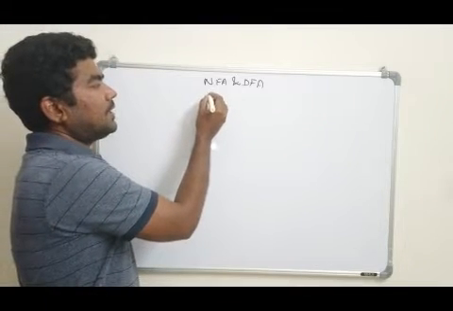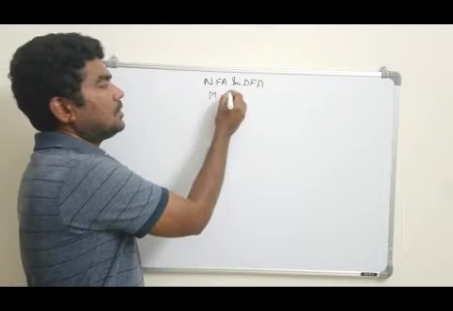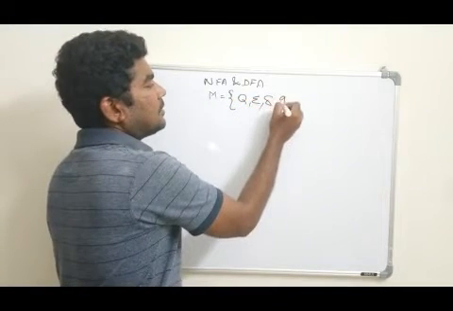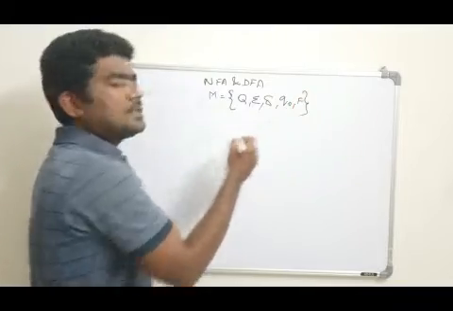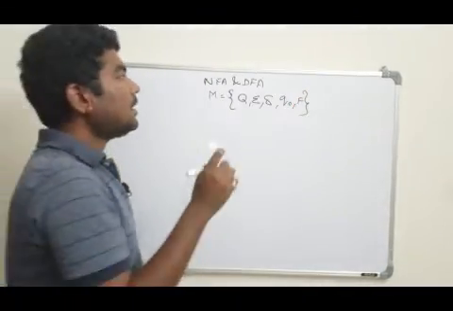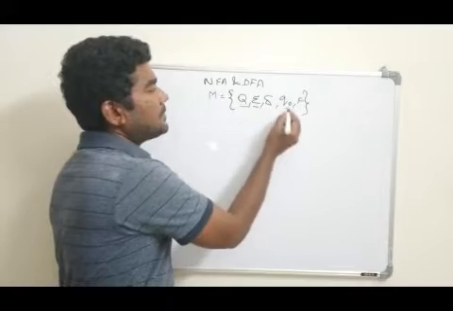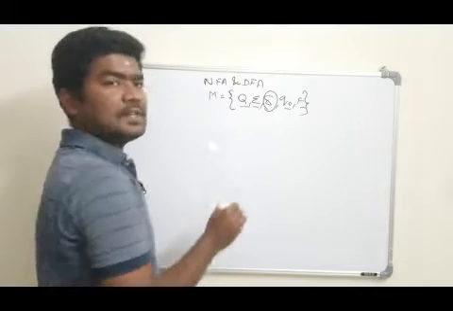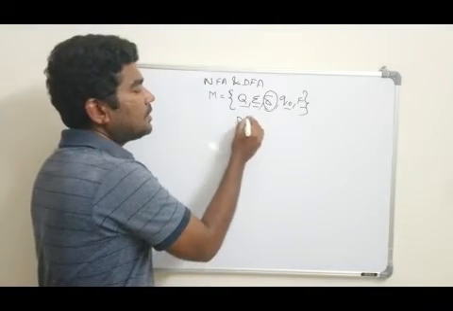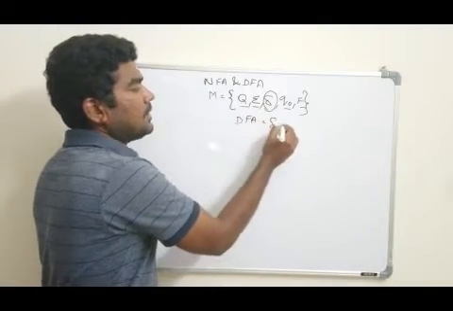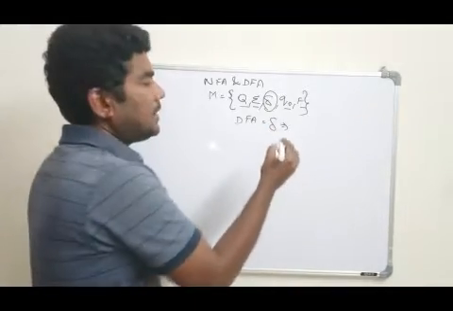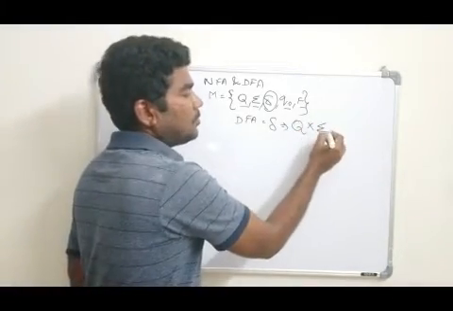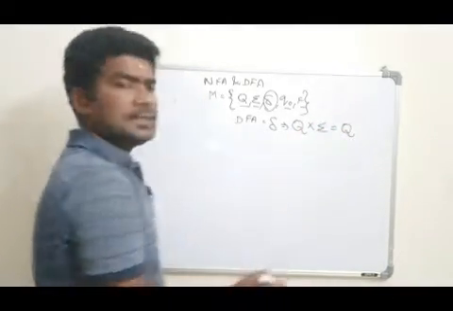So I have taken a definition like M equal to (Q, Σ, δ, q0, F). These are the definitions for both of them. But we have a common part: Q, Σ, q0, F. It's all common for both, but only the delta transition will differ, right? So for a DFA, what will the delta transition be? We take one state and one input, and it will take us to one other state. That is a DFA.